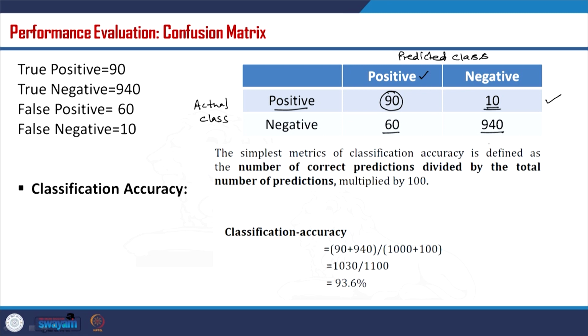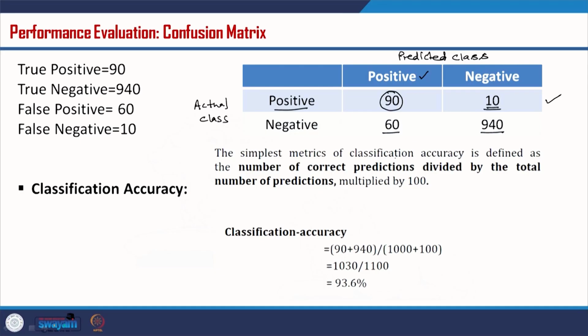So, such a matrix, here you have 2 classes, so it will be a 2 by 2 matrix. If you have, let us say, n number of classes, you will have an n by n matrix. This matrix is called the confusion matrix.